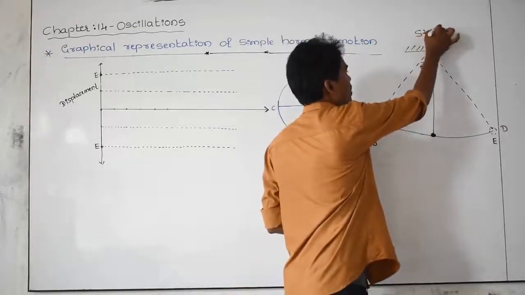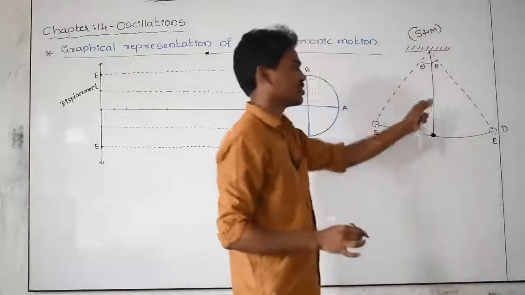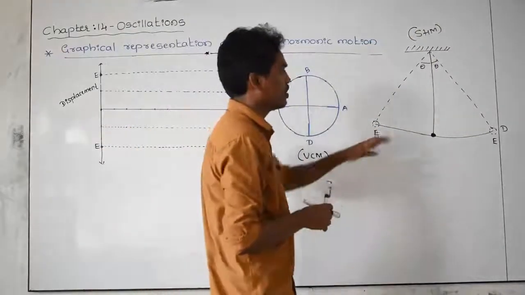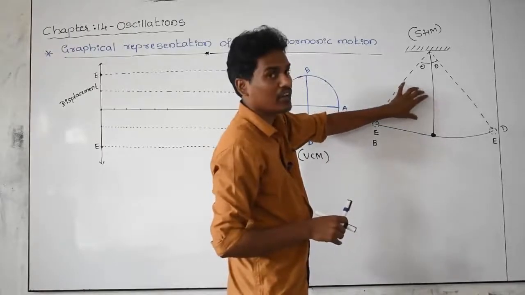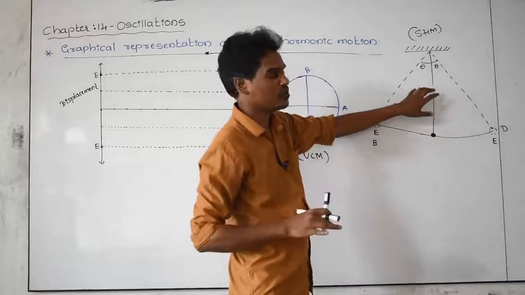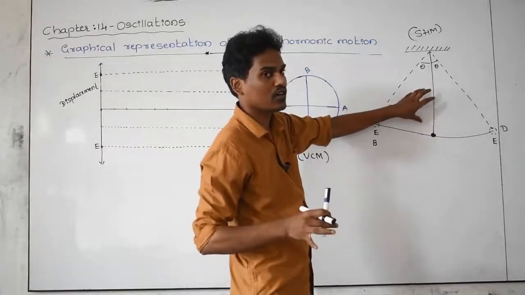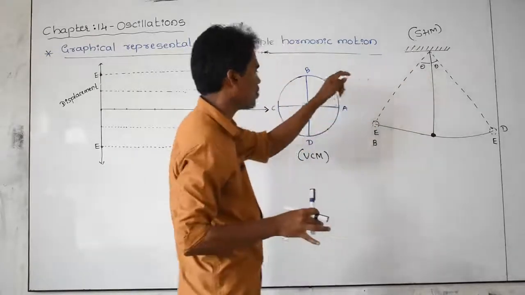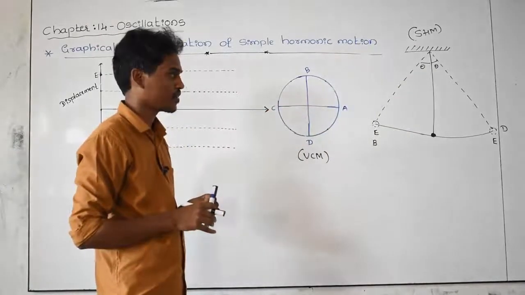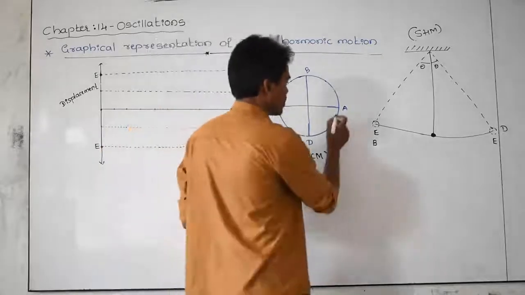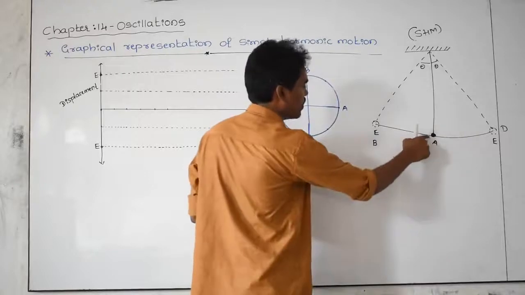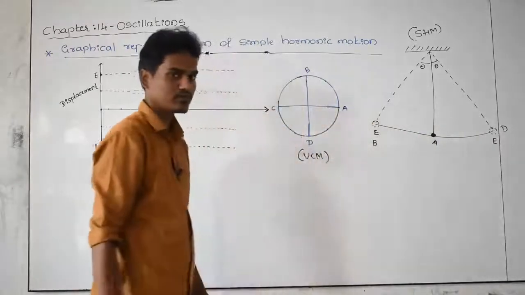SHM. I have taken as an example for simple harmonic motion the oscillation of a simple pendulum. To draw the graphical representation for simple harmonic motion, it is not directly possible. That's why, in order to draw a graph for simple harmonic motion, I have taken a reference of uniform circular motion. How come? Let us take this as A point, again here this as A point, and here the mean point, and here this is a mean point.